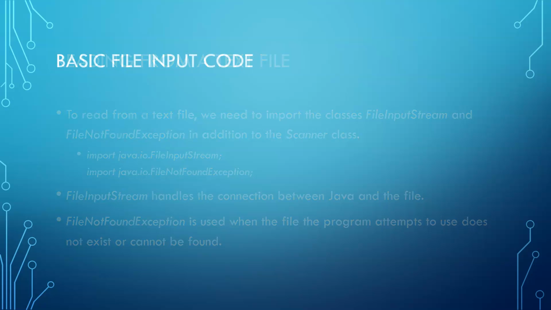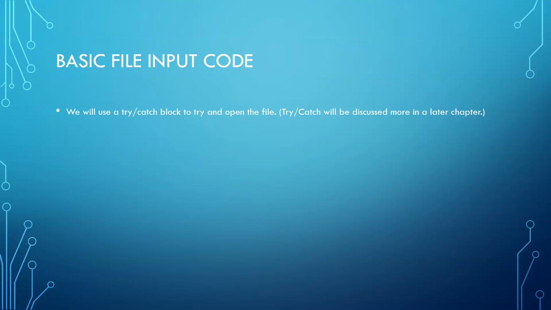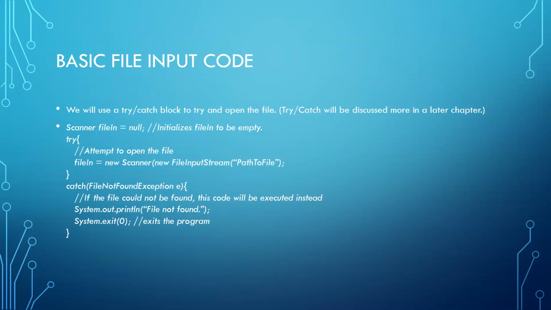Now, if we look at a basic file input code, we're going to use what's known as a try-catch block to try and open the file. Again, try-catch is one of those things that's going to be discussed later on. That's another Programming 2 concept, when we do our chapter on exception handling. So here I have Scanner fileIn equals null, which simply initializes that fileIn to be empty. I'm going to say try.